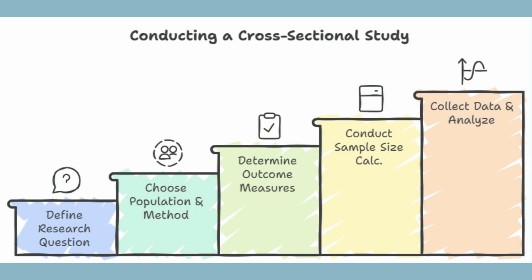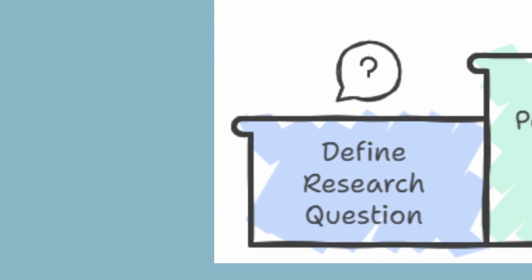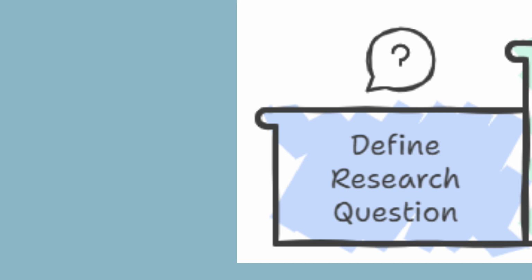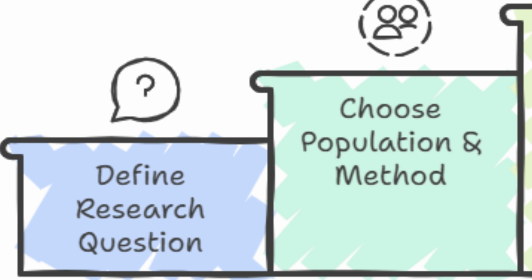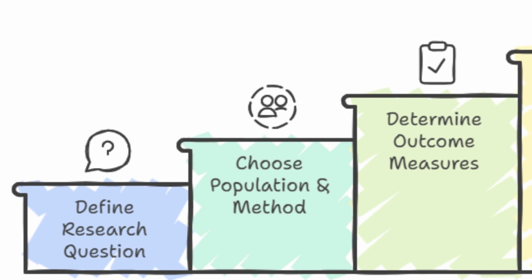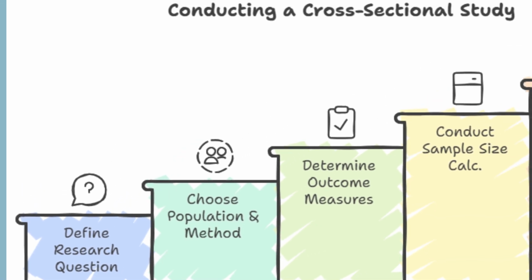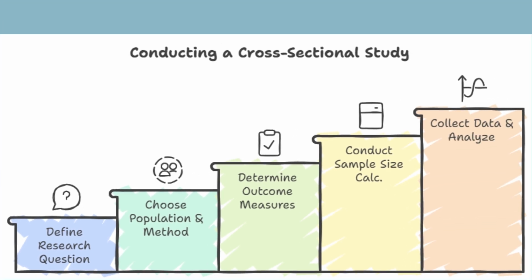When conducting a cross-sectional study, follow these essential steps. First, clearly define your research question to establish the study's focus. Next, select the population and sampling method to ensure the sample represents the target group. Then, decide on your outcome measures, which are the specific variables you plan to assess. After that, perform a sample size calculation to determine how many participants are needed for reliable results. Finally, collect your data and analyze it to draw meaningful conclusions about your research question.